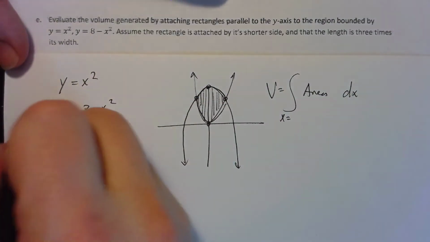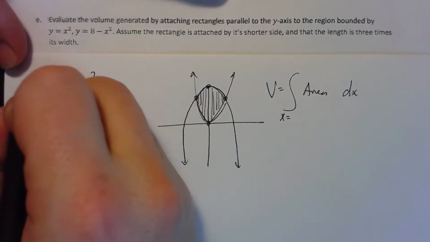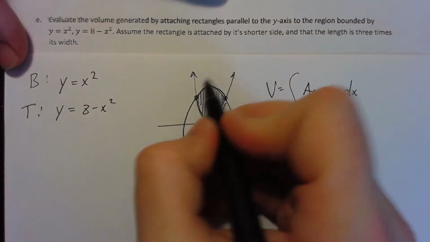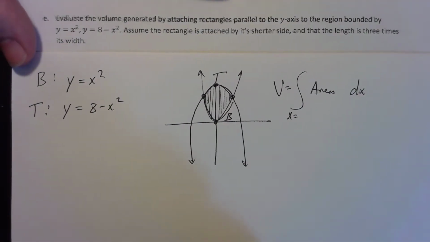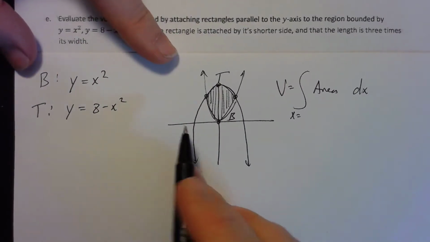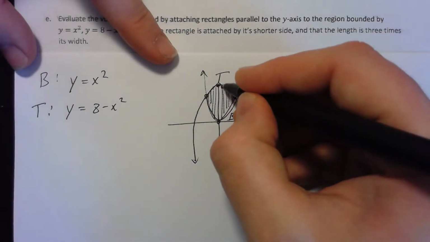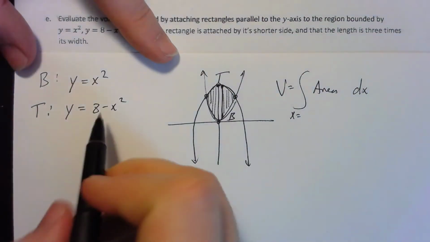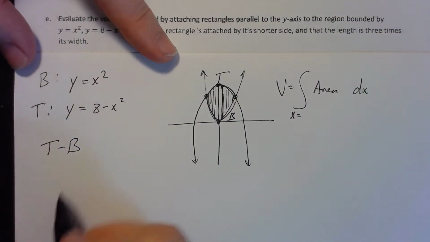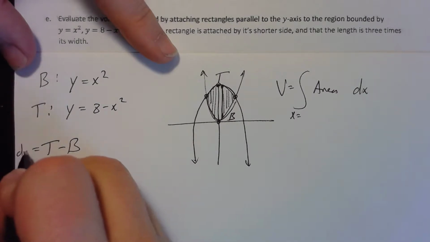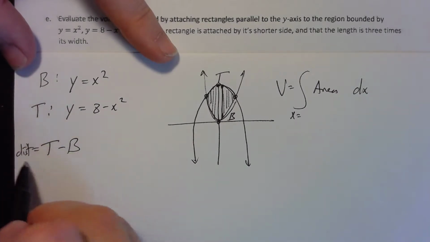So I'm going to go ahead and label these very clearly. This one's on top, and this one's on the bottom. Okay, so I'll label this one T, and this one B. So with that all identified, it's important for us to note that the distance from here to here is simply going to be the top function minus the bottom function. So that is the distance that I'm going to have to make note of for later.